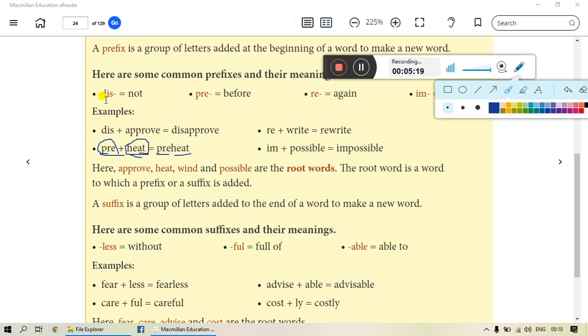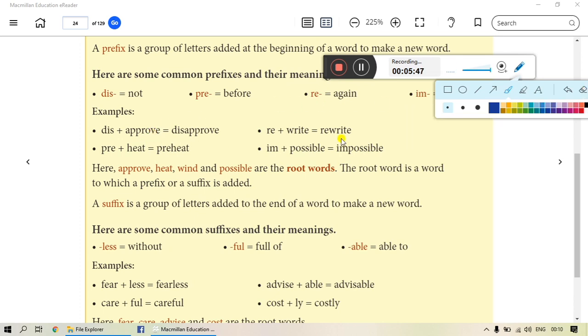So you should know the meaning of these prefixes so that you can understand the meaning of the new word just by looking at the prefix which has been used. Now im has been added to possible, which makes it impossible. Earlier the meaning was something can be done, but when you added im, it means it cannot be done.